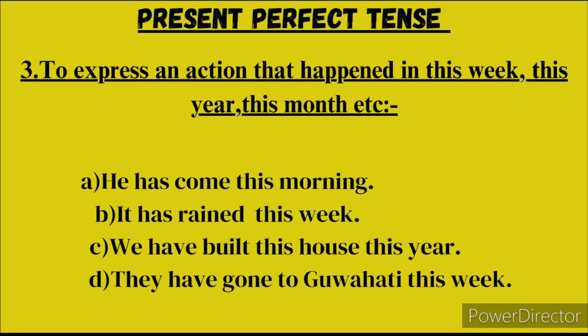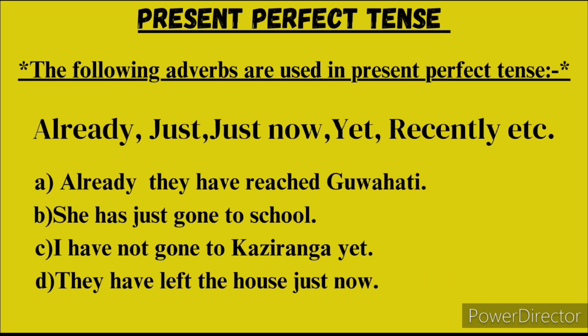Number 3, to express an action that happened in this week, this year, this month, etc. He has come this morning. It has rained this week. We have built this house this year. They have gone to Guwahati this week. These are the examples of present perfect tense which are expressed with the help of these adverbs.